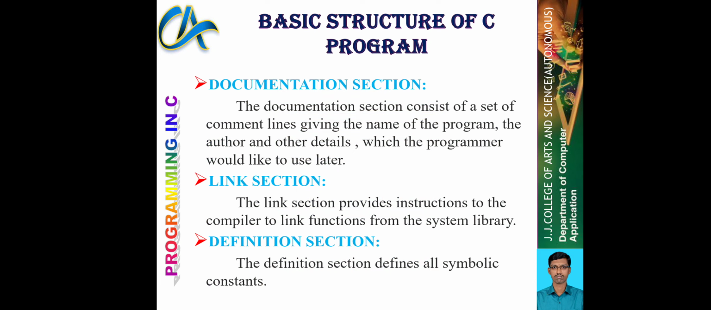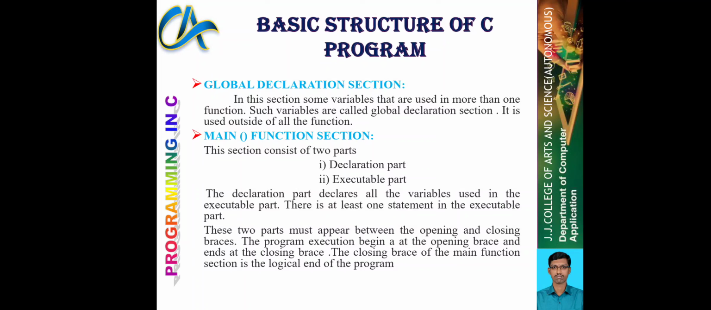Link section. The link section provides instructions to the compiler to link functions from the system library. Definition section. The definition section defines all symbolic constants. Global declaration section. In this section, some variables are used in more than one function. Such variables are called global variables. It is declared outside of all the functions.